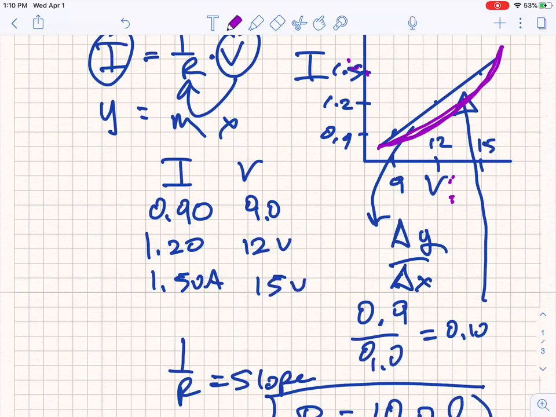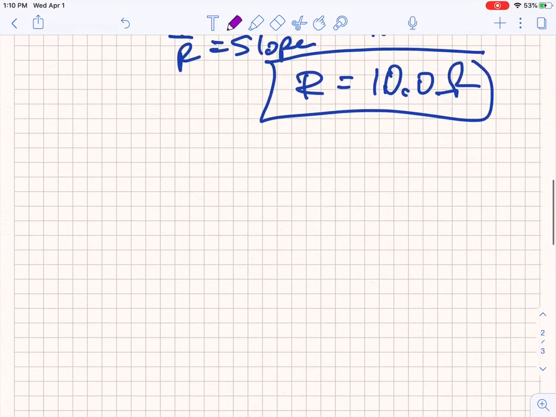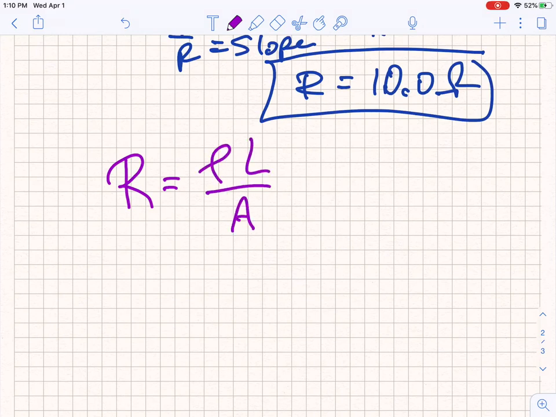Now, the other big equation for today, speaking of resistance, is that resistance can also equal rho L over A. Now, this is your resistivity, and there's a chart in your books, and I don't remember the page number, but there's a chart of different resistivities based upon the material. Like copper, your good conductors of electricity have a very, very low resistivity. This is the length of the wire, and this is the cross-sectional area.